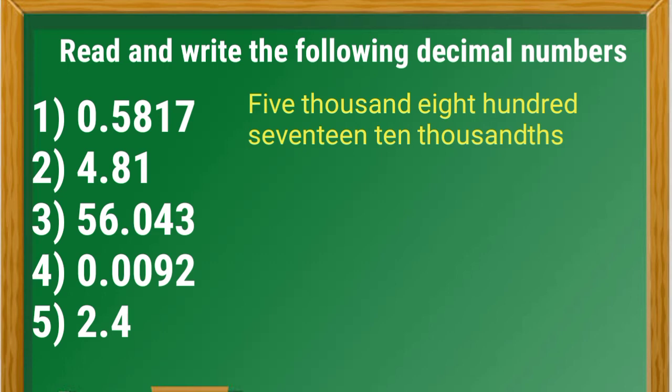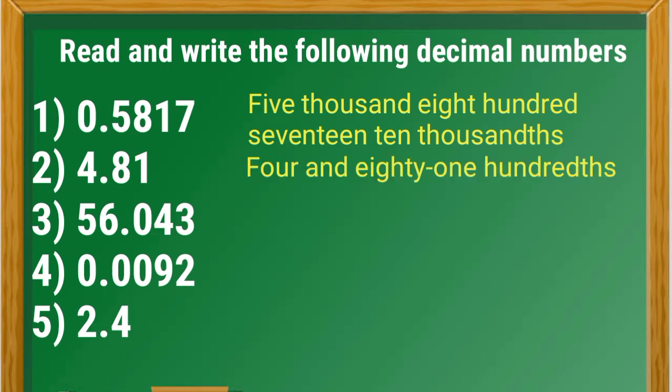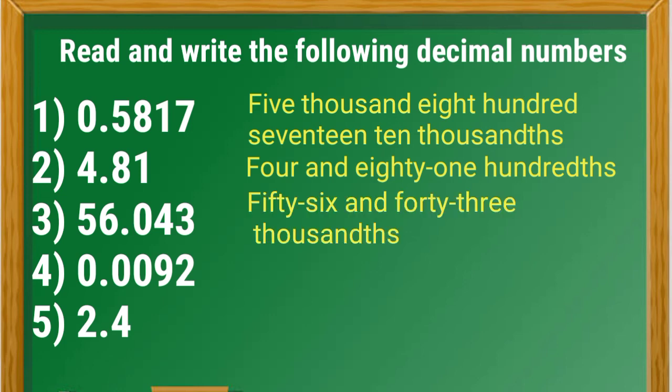Another one. Number 2. How will you read this one? 4 and 81 hundredths. Okay, that is 4 and 81 hundredths. And this can be written this way. Another one. Number 3. 56 and 43 thousandths. Okay, this can be read as 56 and 43 thousandths. And this can be written this way.